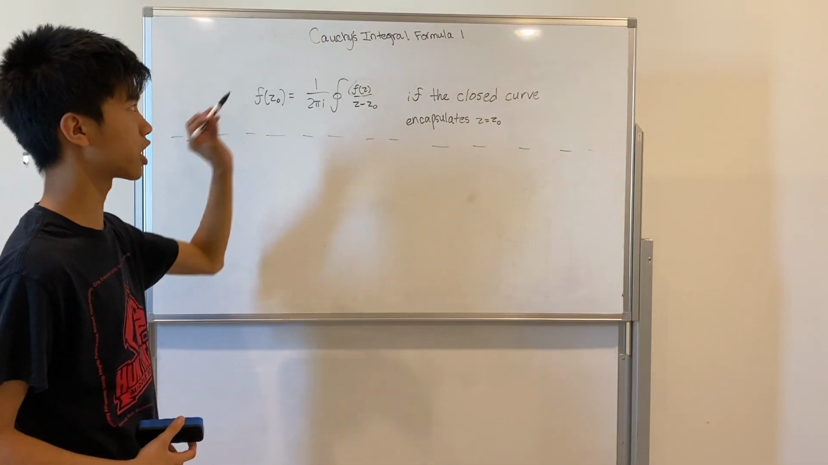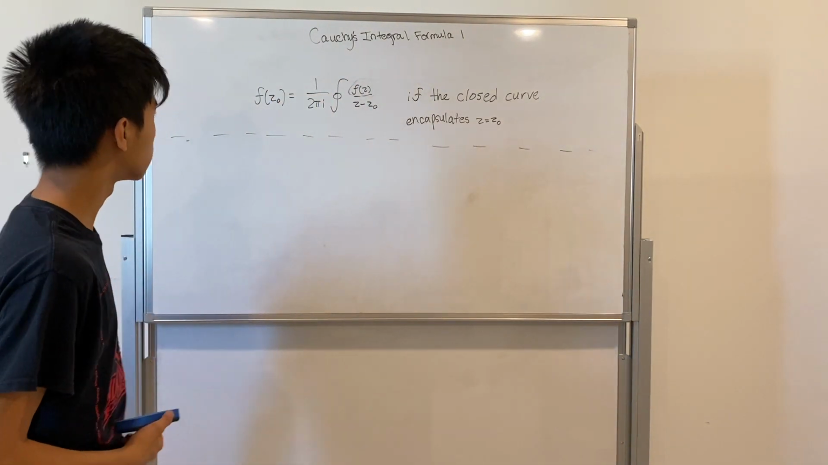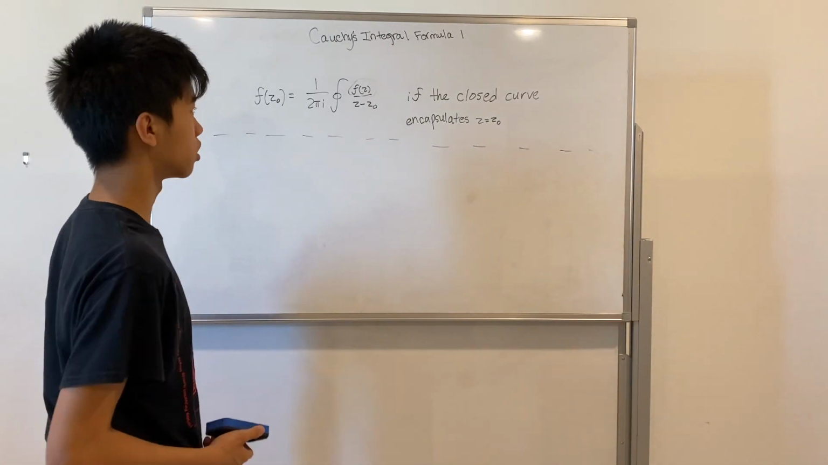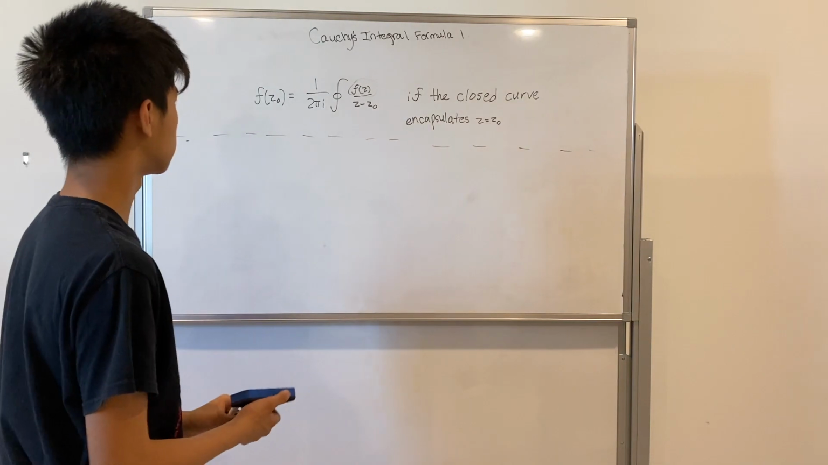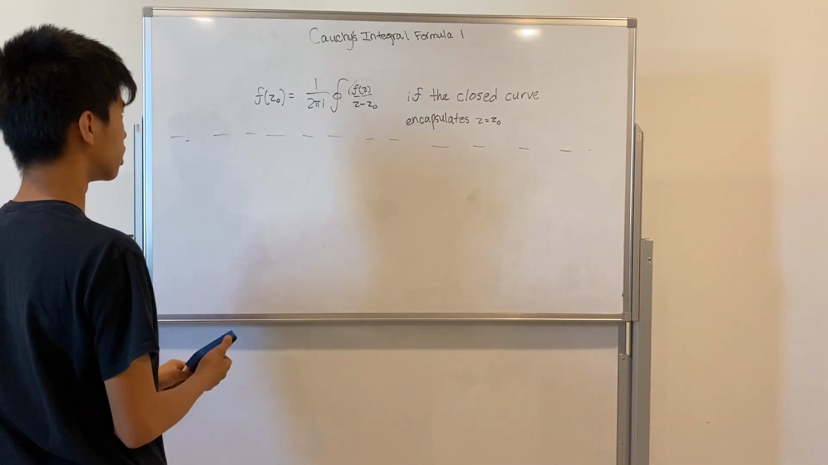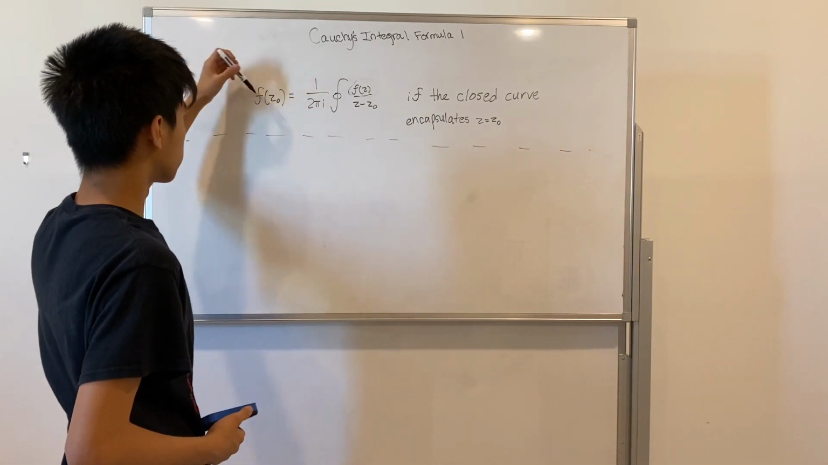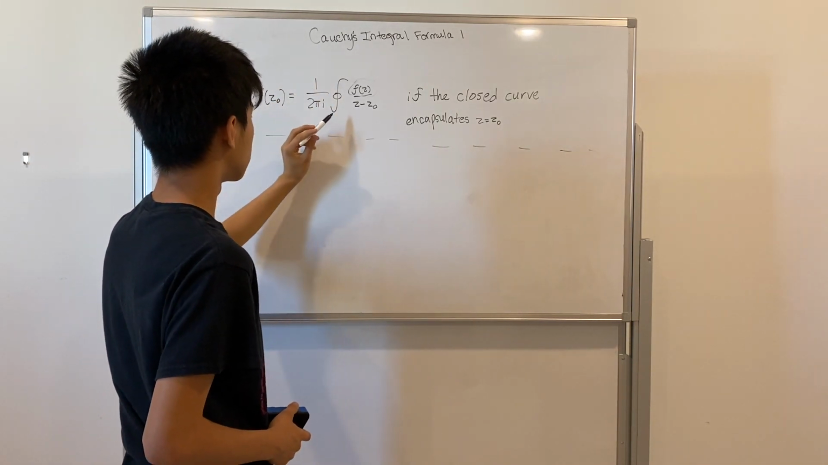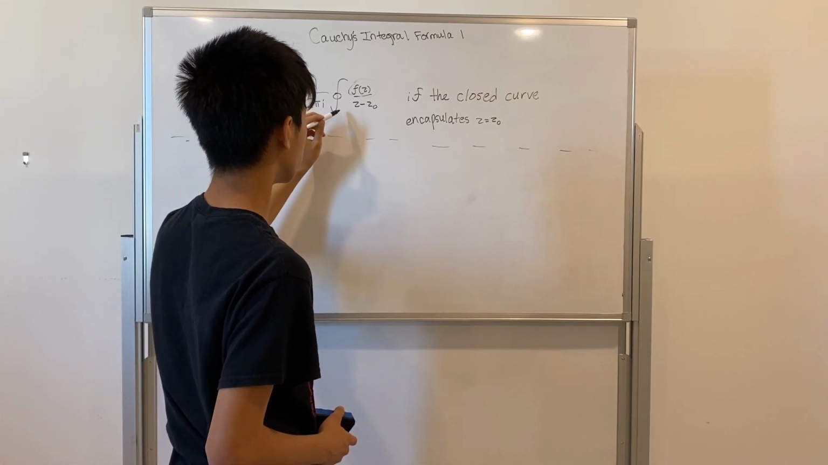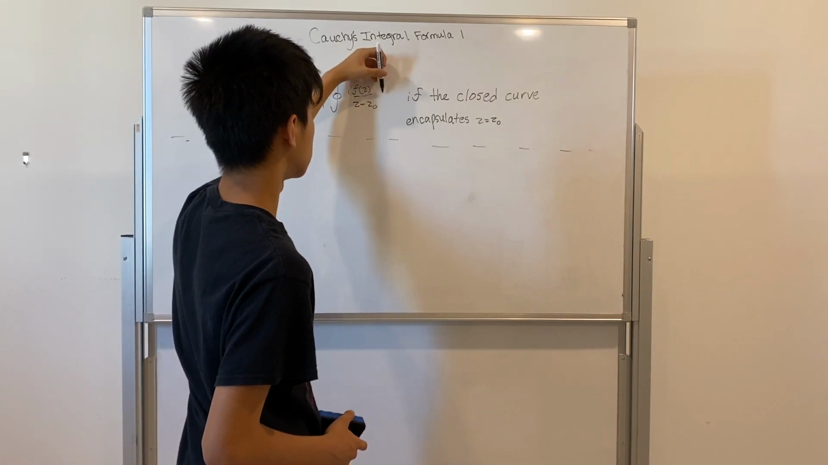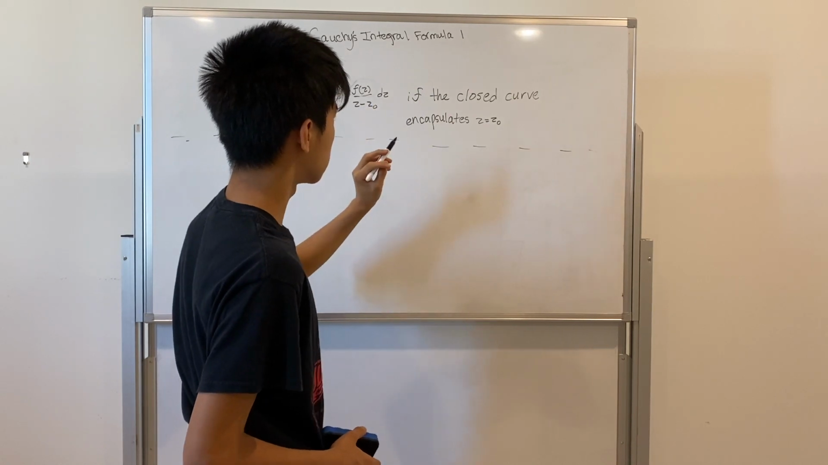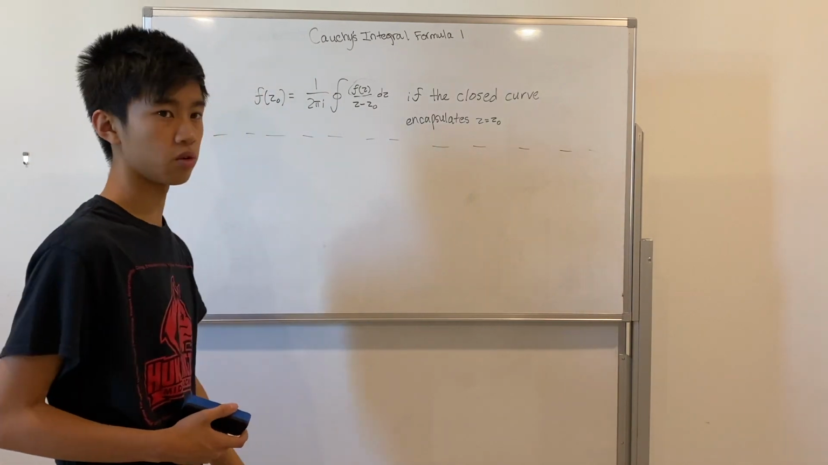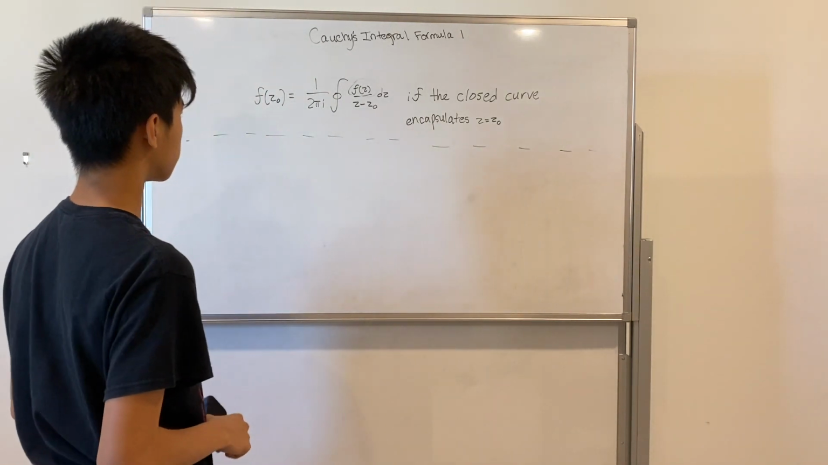Okay, let's move on to Cauchy's integral formula number 1. I'll just give you the formula before showing you the application, just so it's simpler. Our formula is f of z naught equals 1 over 2 pi i times the closed line integral of f of z over z minus z naught dz, assuming that the closed curve encapsulates z equals z naught, where z naught is our discontinuity.